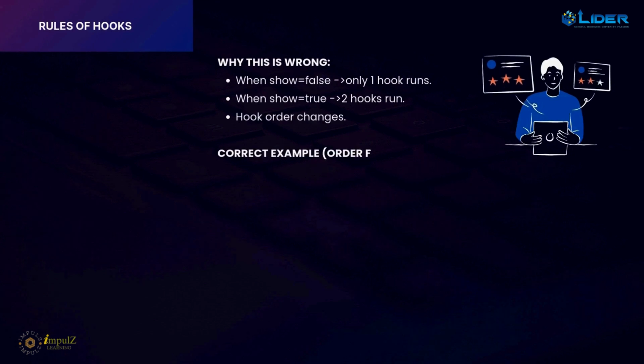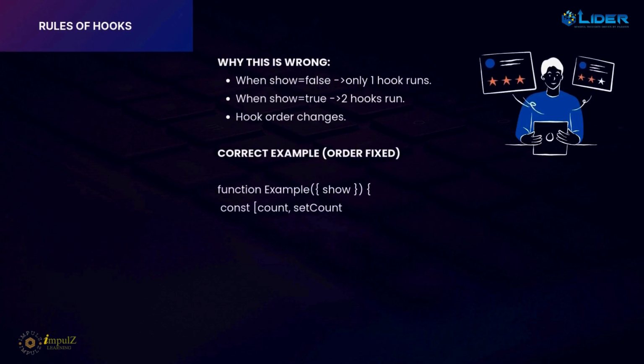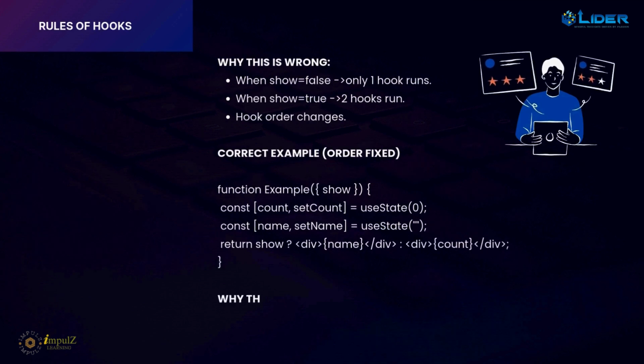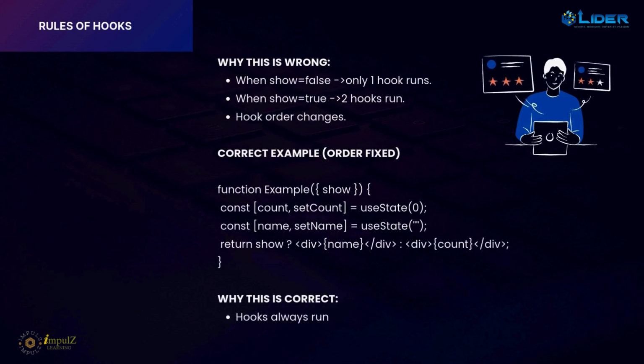Now let's see the correct example. Here, both useState hooks are called at the top of the component. This means React always runs hooks in the same order, on every render. The show condition only changes what is displayed, not which hooks are called. Because the hook order never changes, React can track state correctly and the component works without errors.